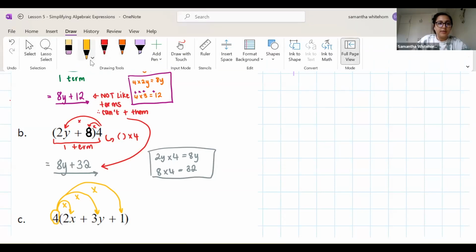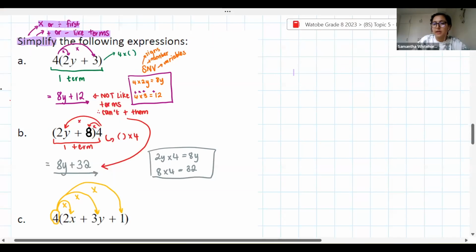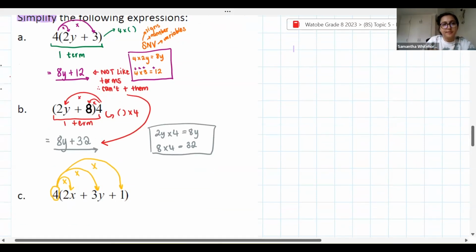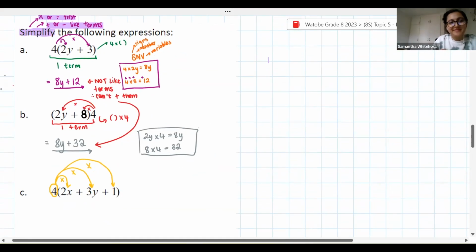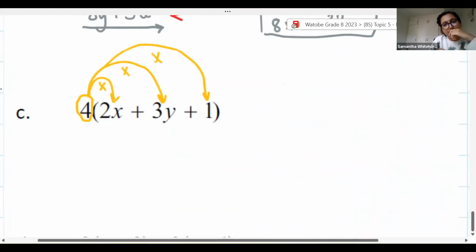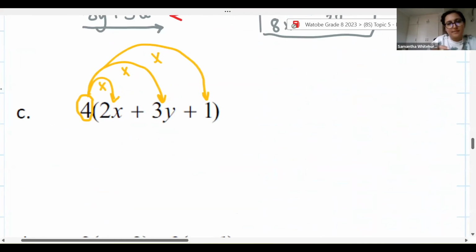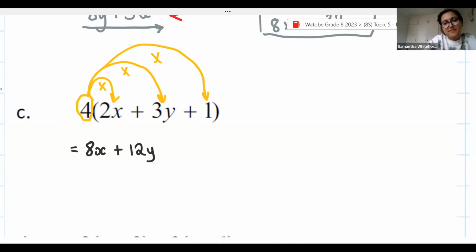Alrighty, would anyone like to raise their hand to explain how we do this question C? Oh, so many hands. Do you want to help us out here? Hello. Hi. So I said 4 times 2x is 8x, plus 4 times 3y is 12y, which would be 8x plus 12y. And then I said 4 times 1 is 4, which would be 8x plus 12y plus 4.